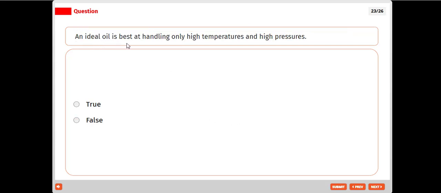An ideal oil is the best at handling only high temperature and high pressure. False.